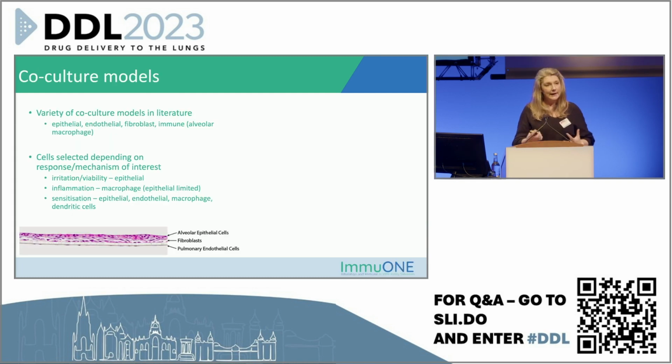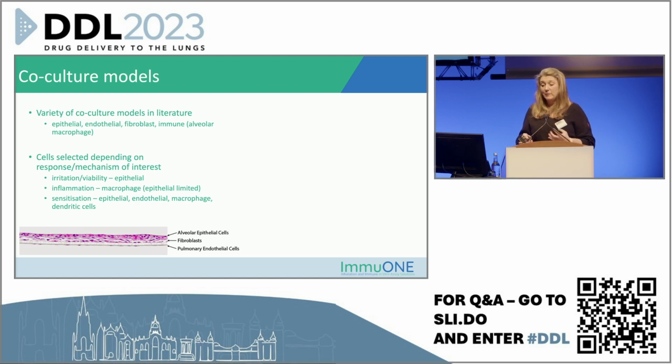The next complexity is then to build on that, so have multiple types of cells present in a system. So we're not just looking at the epithelial barrier and the potential of that to break down, but also looking at the endothelium, the fibroblasts, the immune components, so macrophages, dendritic cells, and how cells will interact with each other, which gives a much more complex tissue environment than a single cell type.